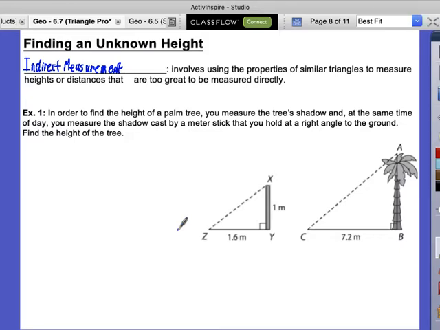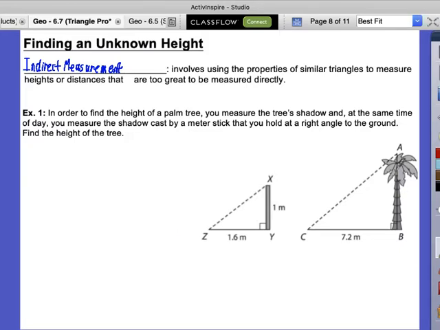Okay? So, it involves using the properties of similar triangles to measure heights and distances that are too great to be measured directly. A lot of times it can be used for buildings or flagpoles, stuff like that. Okay? So, example 1. In order to find the height of a palm tree. See this nice little palm tree over here?